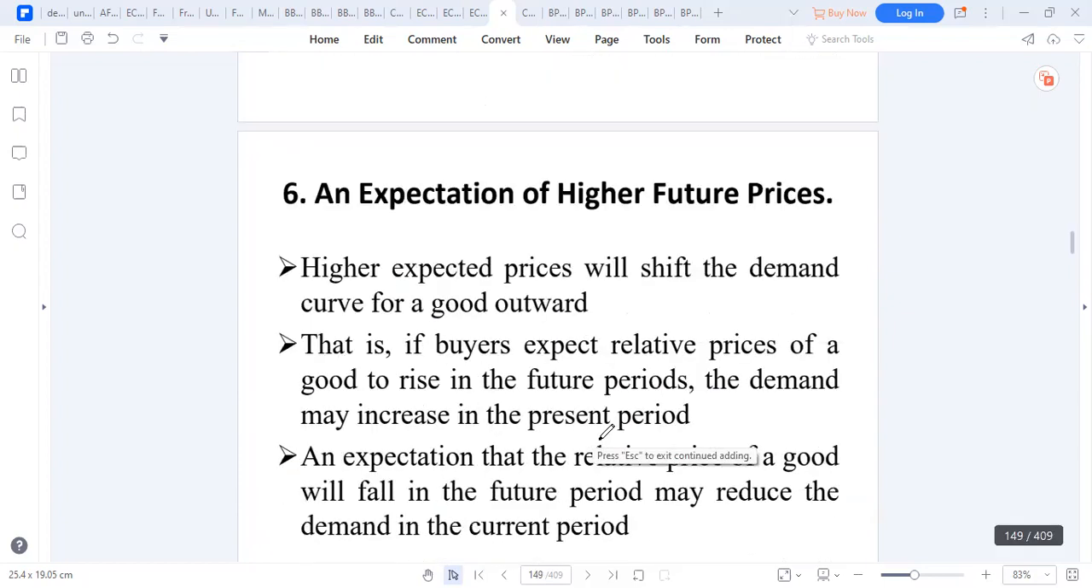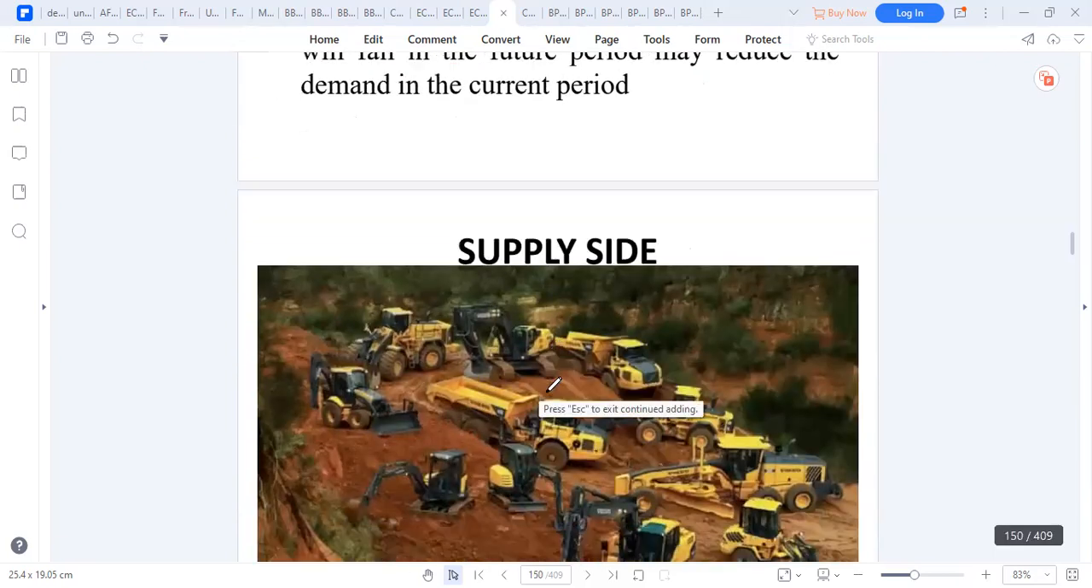Expectations also affect demand. A higher expected price will shift demand to the right, meaning we expect prices to go higher. For instance, you hear that fuel will be increased at midnight. People will queue up in thousands just to fill up their tanks because they are expecting an increase in future prices.